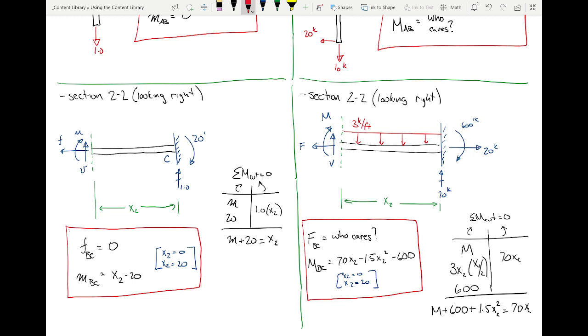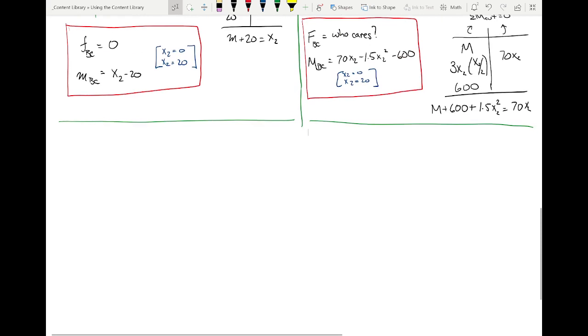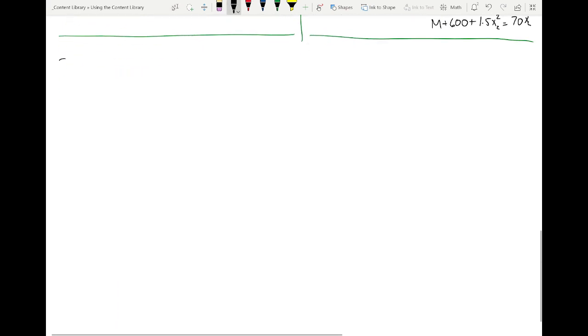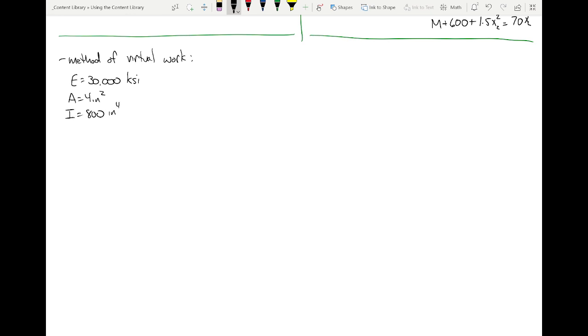Okay, so let's evaluate this out. I'm going to scroll down because I don't want to squinch this. So, method of virtual work. Now recall that E is 30,000, A is 4, and I is 800. I think those were the values. Yeah. Okay. So let me show you how this works.